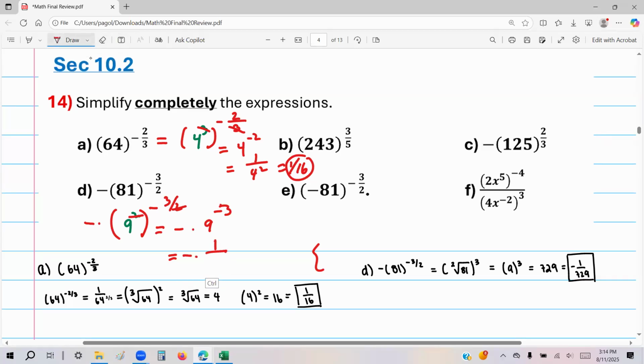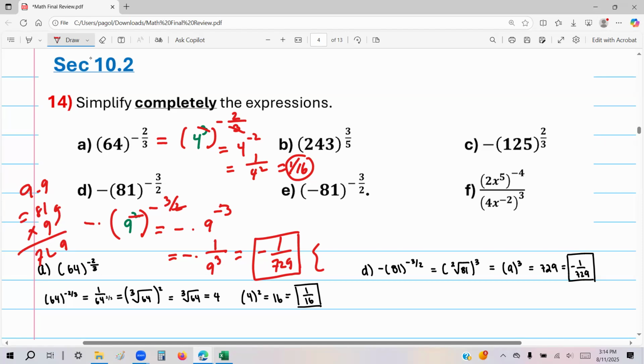Negative times 1 over 9 to the positive 3. So 9 times 9 times 9. 9 times 9 is 81. 81 times 9: 9 times 1 is 9, 9 times 8 is 72. 9 to the power 3 means 9 times 9 times 9. So 9 times 9 gives you 81, another times 9, and you have 729. And it's real because we have a negative multiplication.